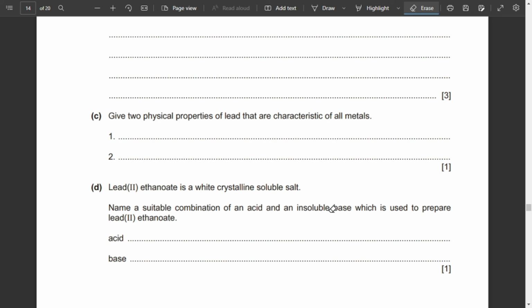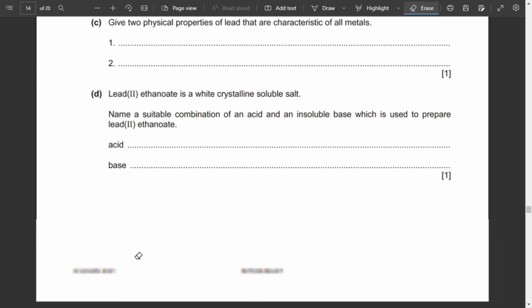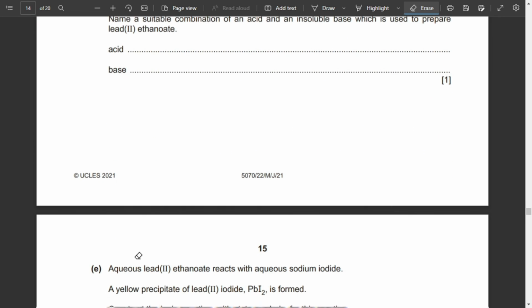Moving on to part D, lead(II) ethanoate is a white crystalline soluble salt. Name a suitable combination of an acid and an insoluble base which is used to prepare lead(II) ethanoate. If we are talking about the acid, we can talk about ethanoic acid. If we react ethanoic acid, we can form lead(II) ethanoate, and for the base it will be lead hydroxide. So that is it for it.